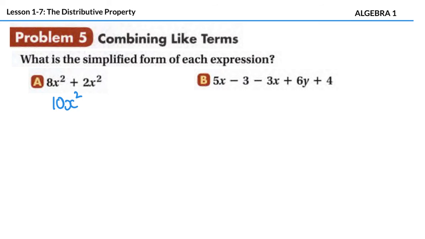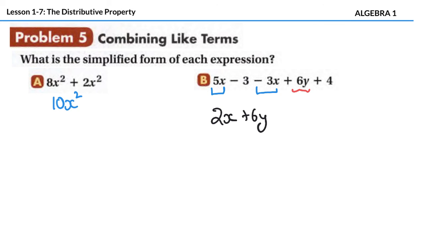Simplify. 5x minus 3 minus 3x plus 6y plus 4. So, let's first figure out the like terms. Do you have a like term for 5x? Yes, minus 3x. So, can I subtract it? So, 5x minus 3x is going to give me 2x. Is there a like term for 6y? We don't have any other like term for 6y. So, we will write it as it is, plus 6y.